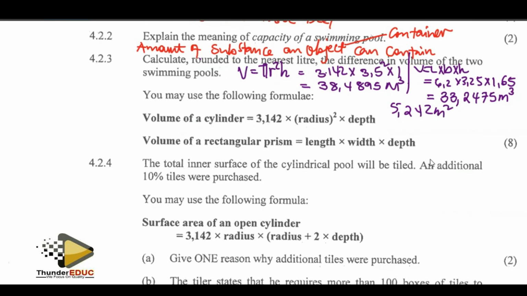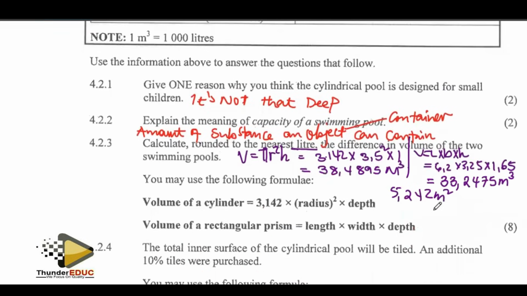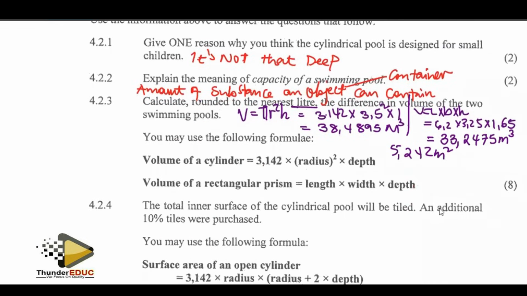But the question wants you to round to the nearest liters. And they have told you that if you have 1 meter cubed, you have 1,000 liters. So let's multiply there, times 1,000. Yeah, the answer becomes 5,242 liters.